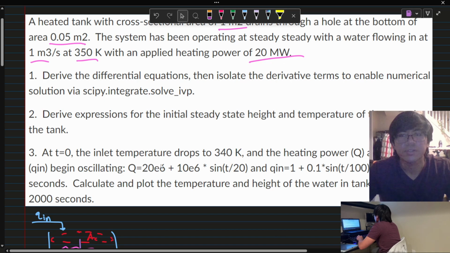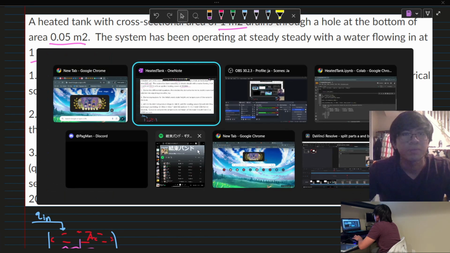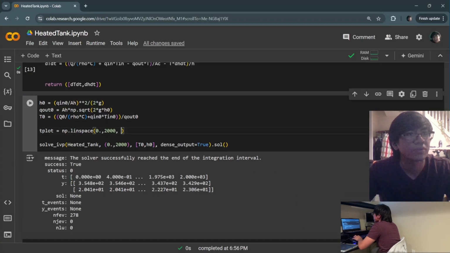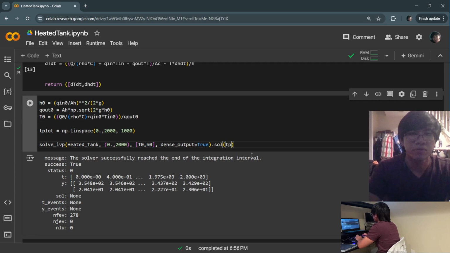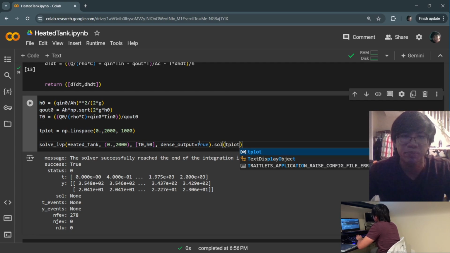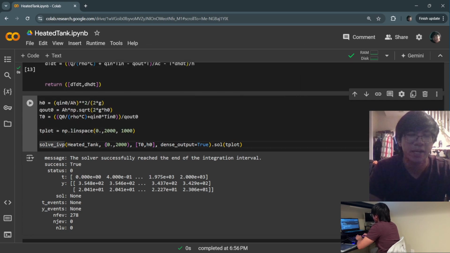No, I don't think it does. Okay, so I'm just opening up all the tabs. Here we go. So I'll just say, I don't know, 1,000. Doesn't really matter. The more the better, but I don't want to make it too slow. So that's our t-plots. And using our solution function, we can evaluate all these 100 points for our corresponding temperature and height plots.